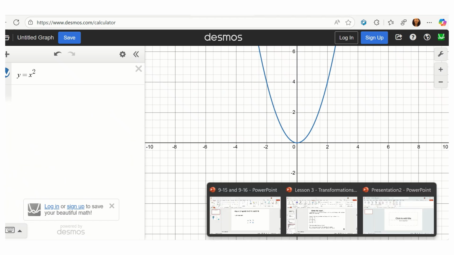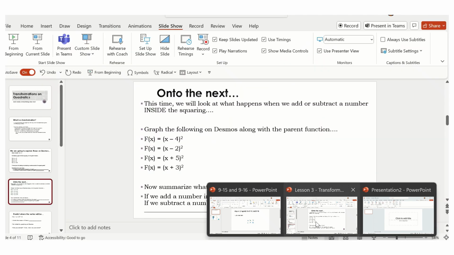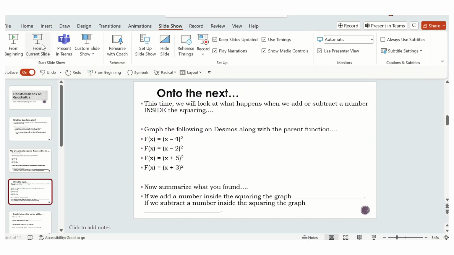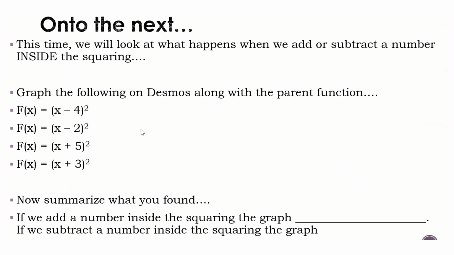So coming back to our PowerPoint, if we wanted to fill these in, if we add a number inside the squaring, the graph goes to the left. If we subtract a number inside the squaring, the graph goes to the right, and the line is off the bottom on that one. I did have a fill in the blank, but the line's sitting on it. I can see it, but you guys can't see it.